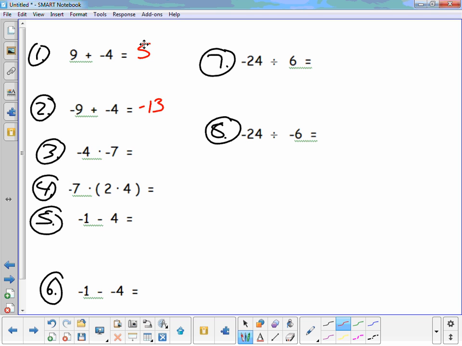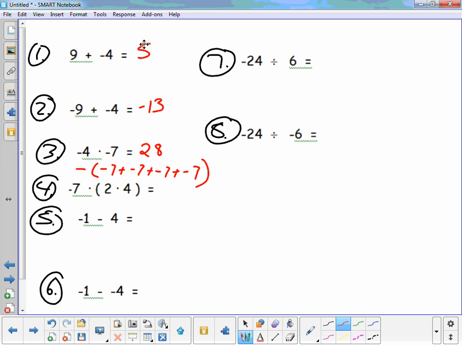Negative 4 groups of negative 7. In other words, this is the opposite of negative 7 plus negative 7 plus negative 7 plus negative 7. When we add them, we would have a grand total of negative 14 and negative 14, which is negative 28. Now we have to take the opposite of negative 28. The opposite of negative 28 is a positive 28.